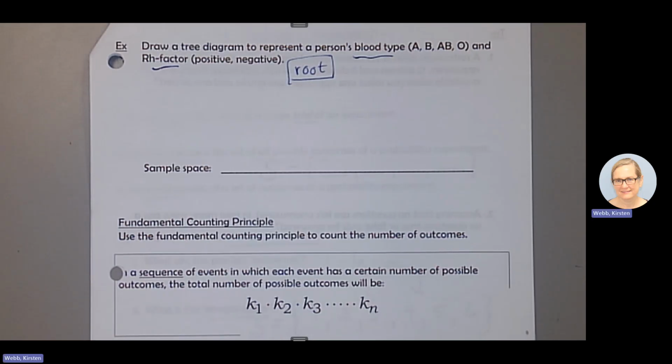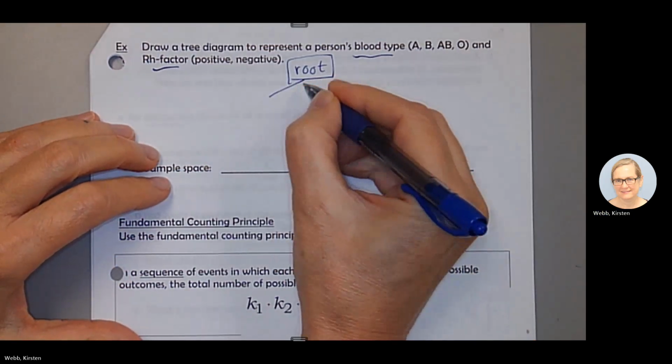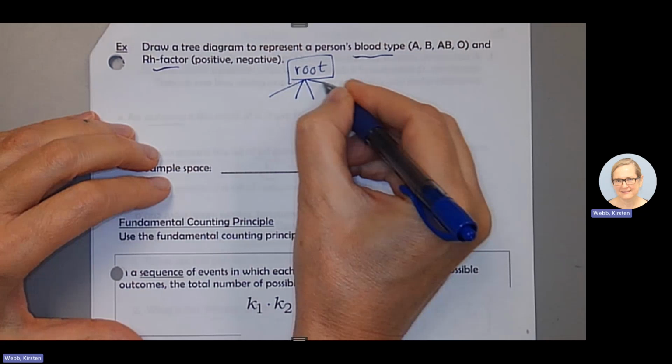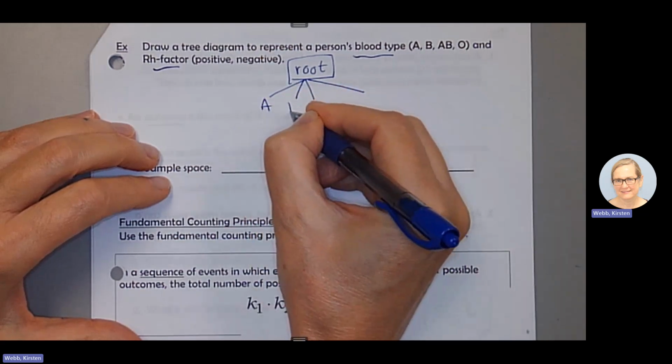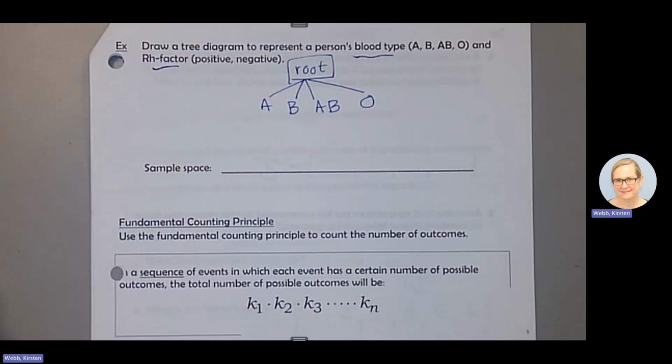So if we started with the blood type, how many branches would we need off of the root? Got 4 blood types there, don't we? We need one for the A, one for the B, one for the AB, one for the O. So last time we started with the first quarter, this time we're starting with the blood type.